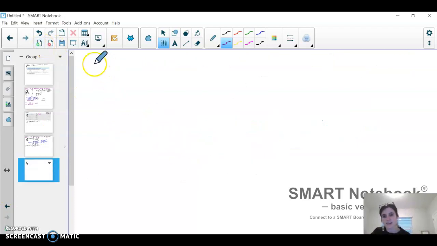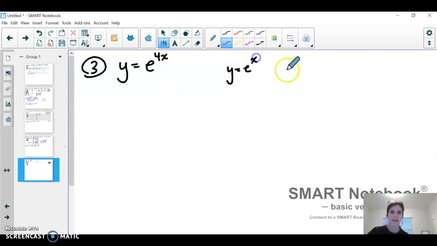So this will be example 3. Let's do y is equal to e to the 4x. And we'll do a Maclaurin series for this one as well. Well, what does y is equal to e to the 4x look similar to? Looks similar to y is equal to e to the x. And what is e to the x in sigma notation? Well, it is the series n equals 0 to infinity of x to the n over n factorial.